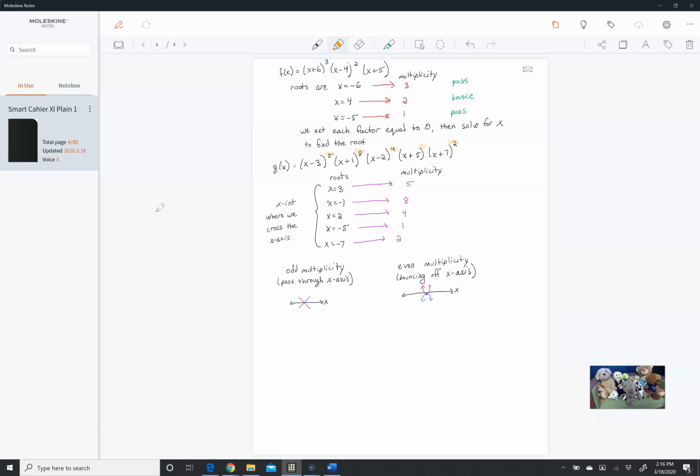If we go to g of x, then when we have a multiplicity of 5, we pass. When we have a multiplicity of 8, we bounce. Multiplicity of 4, we bounce. Multiplicity of 1, we pass. And a multiplicity of 2 says we bounce. This has nothing to do with the root. It's completely independent of the root.